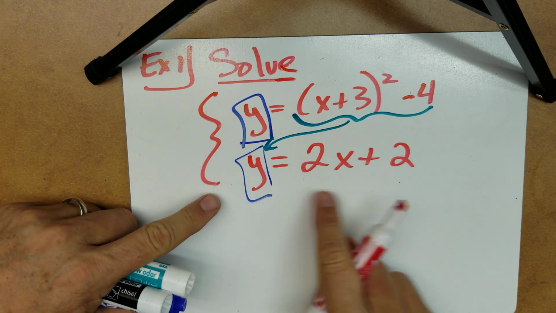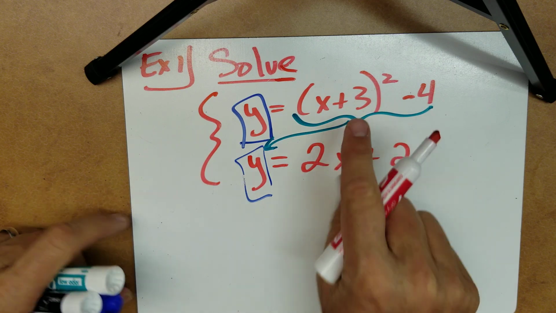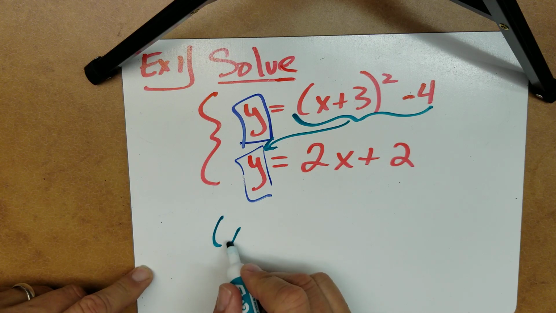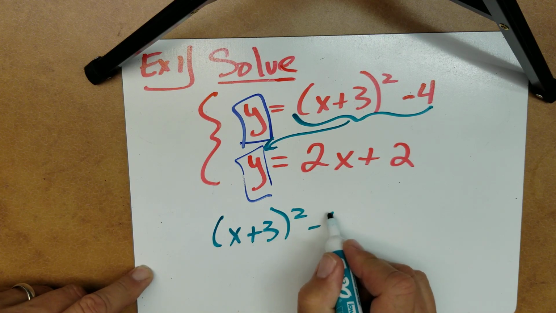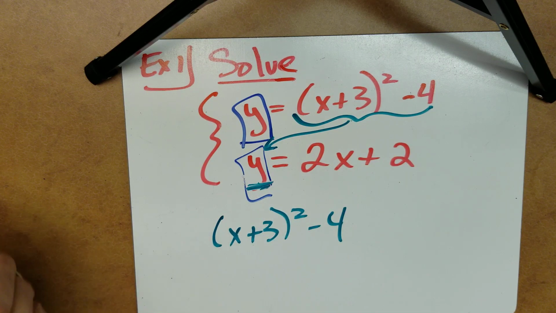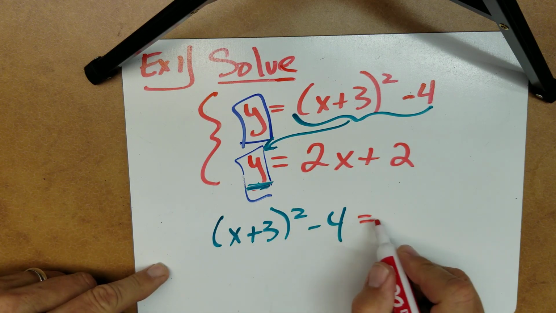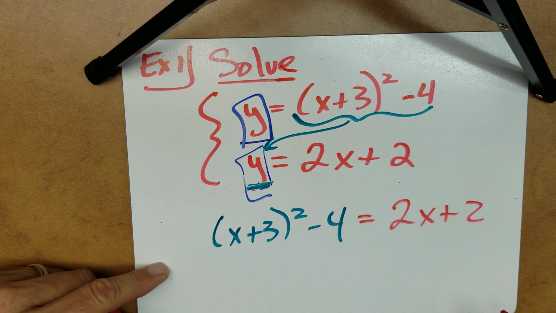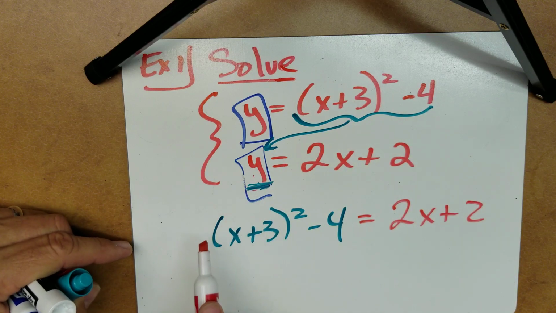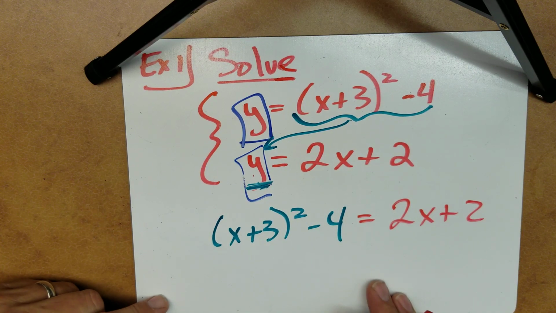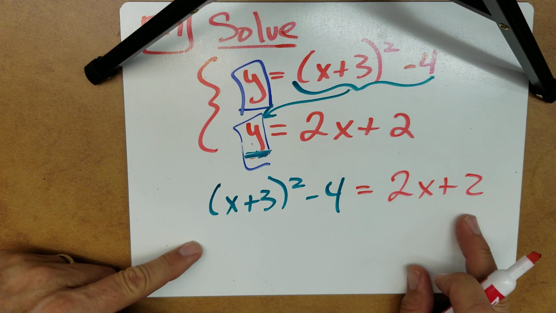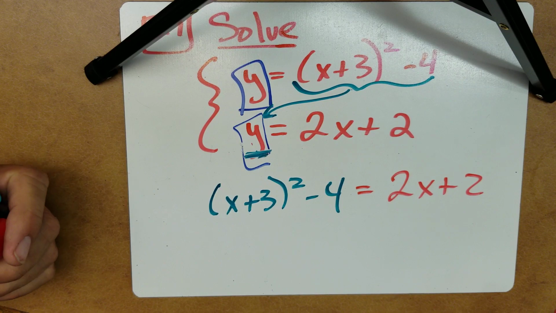So I'm going to rewrite this thing, but instead of this, I'm going to put that right there. I'll even use the same color. So here's what I get. I get x plus 3 squared minus 4. I still need the equal sign, of course. So that equals 2x plus 2. So I substituted this for the y, right? And what has that done for me? Well, now I have one equation that only has x's in it. That's perfect. And now it's just a matter of solving it.